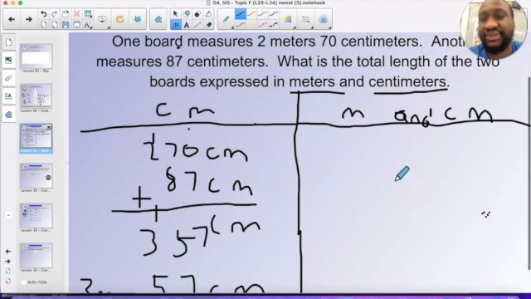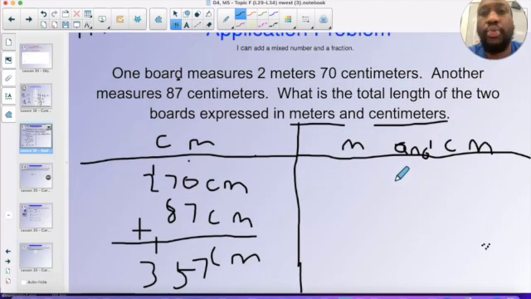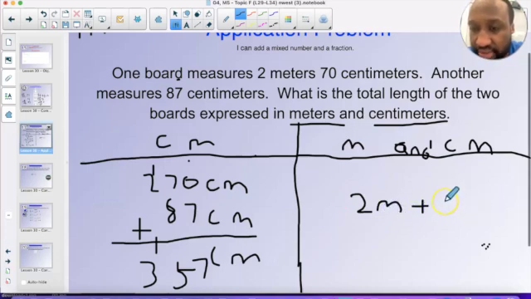So it should be that answer. All right, I can do the same thing with just meters and centimeters and just keep it the same way. So what I would do is I would have 2 meters plus 87. Oh, excuse me. Let me erase it. My apologies, y'all.